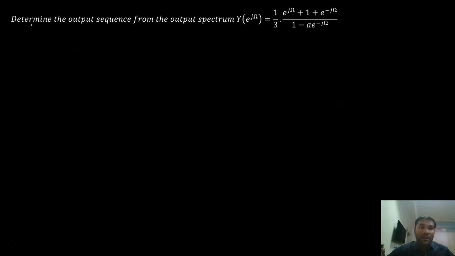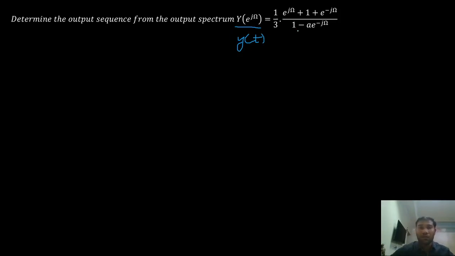This is the last problem we're going to look at. Determine the output sequence from the output spectrum Y of e power j omega. Y of e power j omega is given. I have to find the output sequence. That means I have to find y of n.